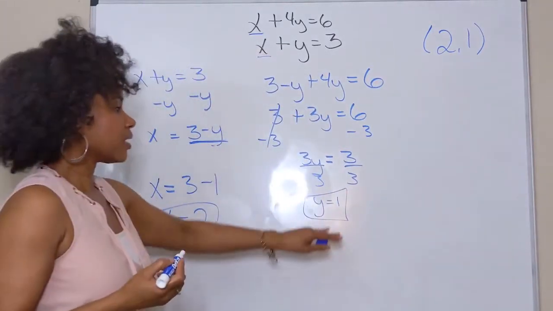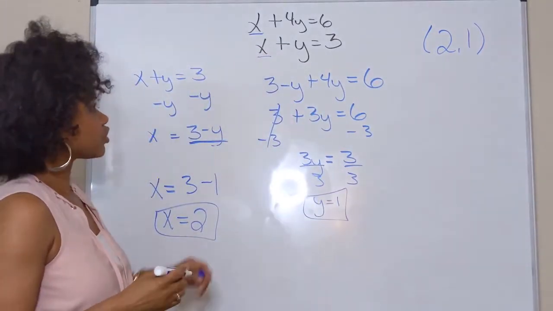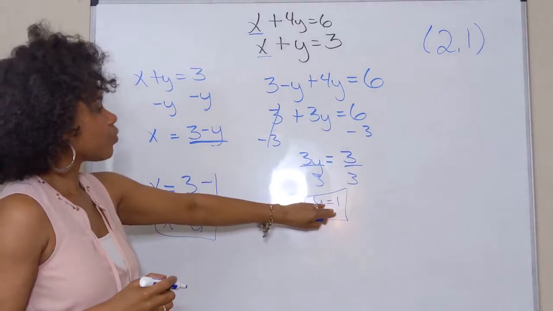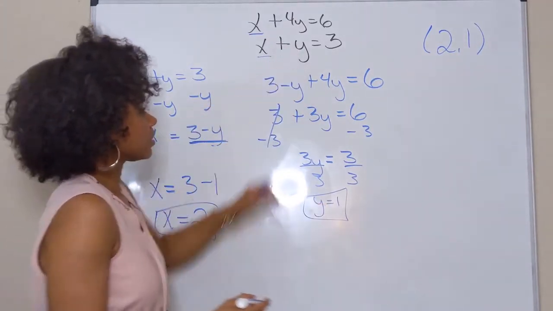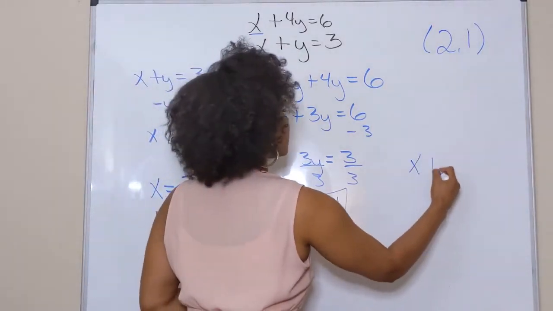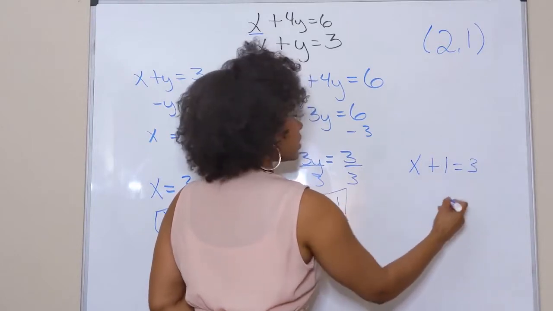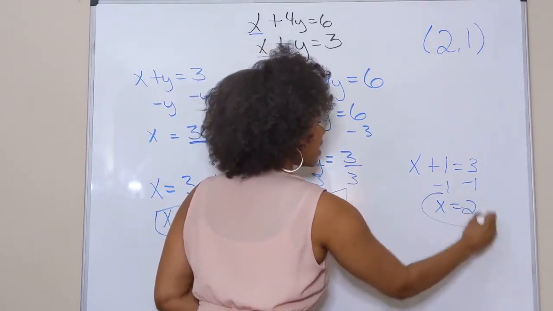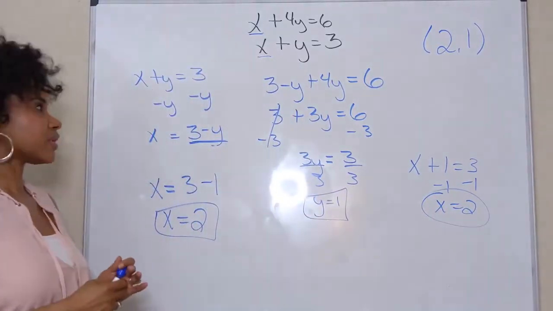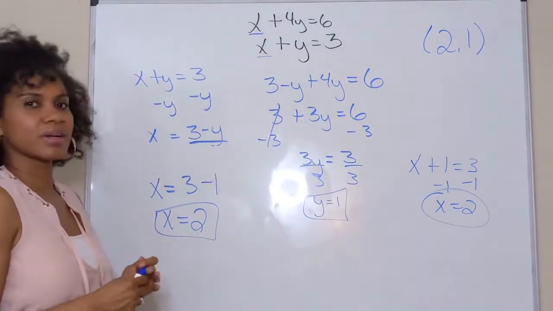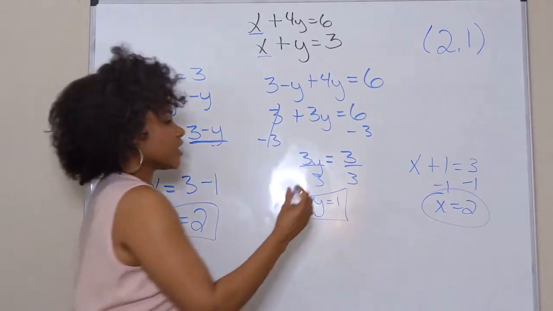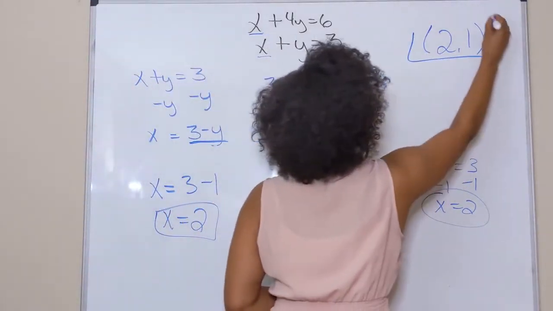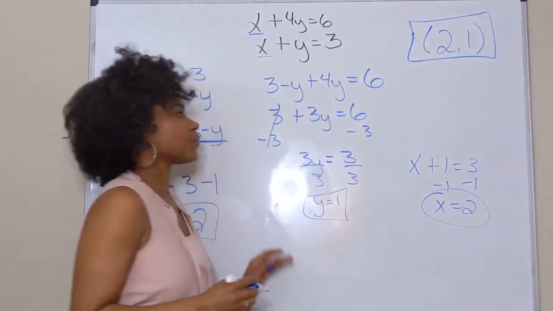And again, you can plug it into any problem. So just to show you, if I plug in 1 for y here, x plus 1 equals 3. Solving for x, I still get x equals 2. All right, so either way, you're going to get the same answer. So my answer to this system of equations is 2, 1.